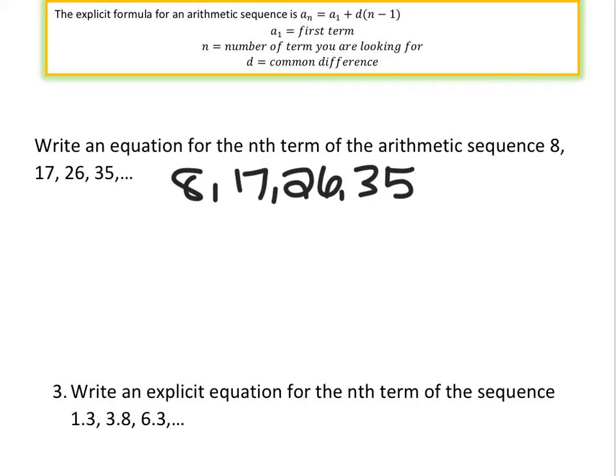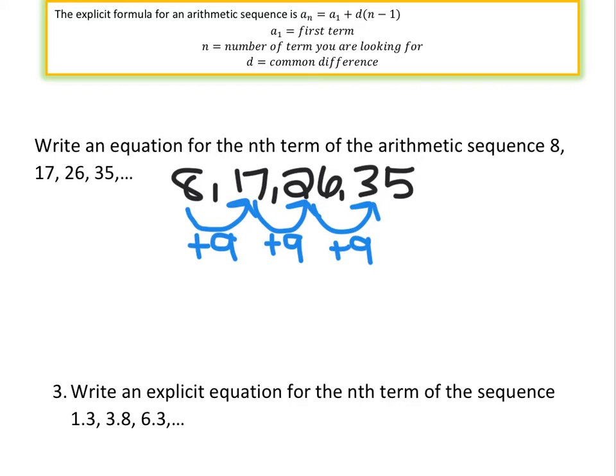So first, let's just check to make sure it is arithmetic. How can we get from 8 to 17? We can add 9. How can we get from 17 to 26? Add 9. 26 to 35, add 9 as well. So it is going to be an arithmetic sequence. And they want us to find the nth term, so we're going to use an explicit formula.